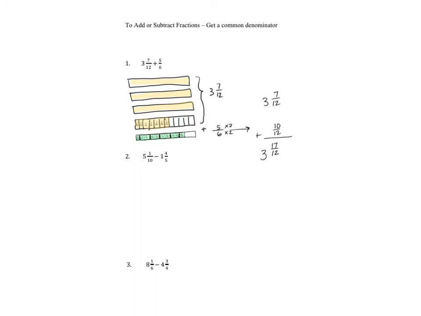So let's see, 12 twelfths is 1 whole. So we're doing 1, 2, 3, 4, 5, 6, 7, 8, 9, 10, 11, 12. That gives us an extra 1, so that would become 4, and then we have 1, 2, 3, 4, 5 left over. So we've got 4 and 5/12, and that is done.